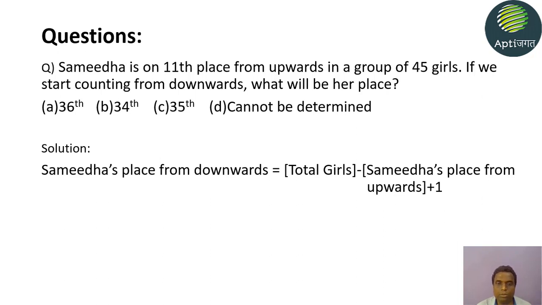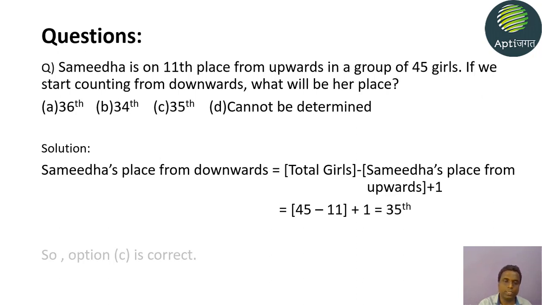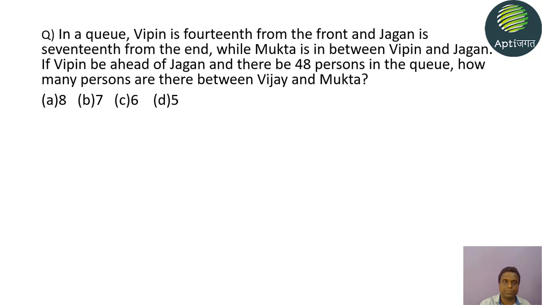Samida's place from downwards is equal to total girls minus Samida's rank from upward. Place is also a rank, so we will consider place as rank, plus 1. So what is the answer? 45 minus 11 plus 1 gives 35. So option C is correct. Students, this is a very easy chapter of the subject verbal reasoning. Now we will look into some more questions.